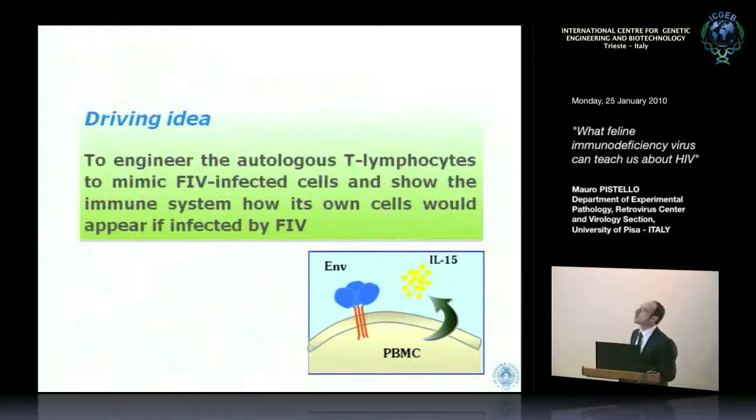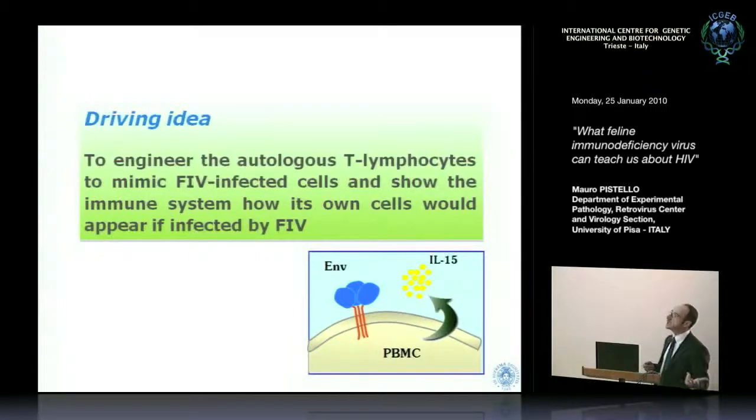So the driving idea was to engineer the autologous T lymphocytes, the primary target of infection, the cells which are first targeted by the virus. We engineer the autologous T lymphocytes in such a way as to mimic the HIV-infected cells and to show the immune system how its own cells would appear if infected by HIV. So we wanted to produce a cell that from the outside is equal to an infected cell, and to show these cells to the immune system so that it can learn to distinguish how these cells would appear if infected by HIV.